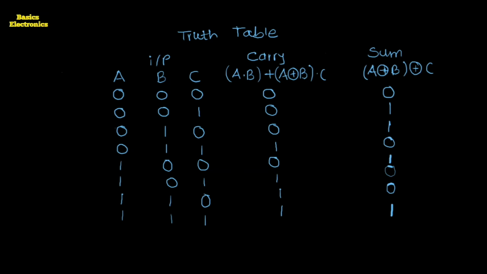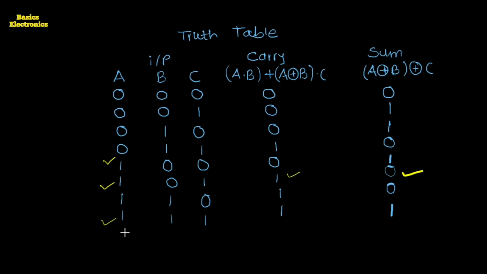In my opinion, you have to explain this one condition, A equals to 1, B equals to 0, C equals to 1. Here you get the carry equal to 1 and sum is equal to 0. Then the second condition you can explain as having both carry equal to 1 and sum equal to 1. Okay, so this is all about the full adder using the two half adders.